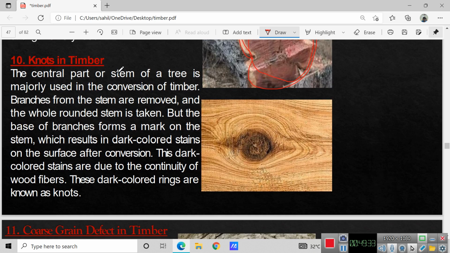Now 10, knots in timber. The central part of a stem or of a tree is majorly used in the conversion of timber. So branches from the stem are removed. When any branch is removed from the tree and the whole rounded stem is taken, the base of the branch forms a mark on the stem, which results in dark colored stains on the surface after conversion. The dark colored stains are due to the continuity of wood fibers. These dark colored rings are known as knots. Here you can see when this wood was in the form of a tree, there was a branch growing from here, which was cut, and due to that it left a mark over here.